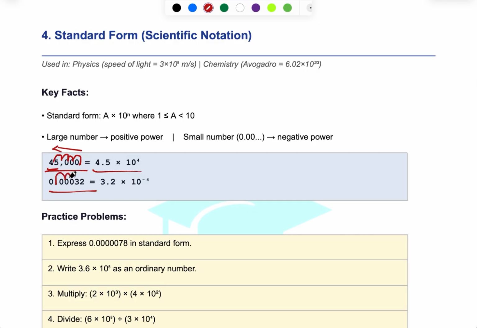In this case, let's look at it. We have 1, 2, 3, 4. So you can see that if I shift this down, 3 will be the only number to the left of the decimal. That will be 3.2. And I shifted it also 4 times. That's 1, 2, 3, 4. And because I shifted it from what? From left to right in this case, then the power is going to be a negative power of 4.